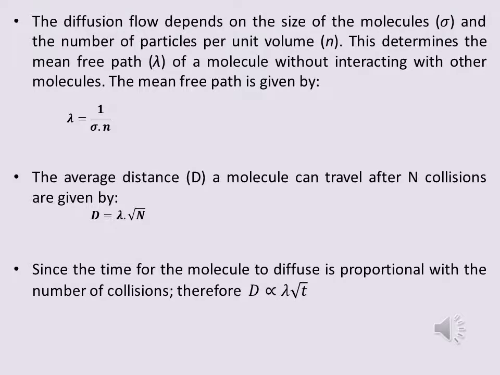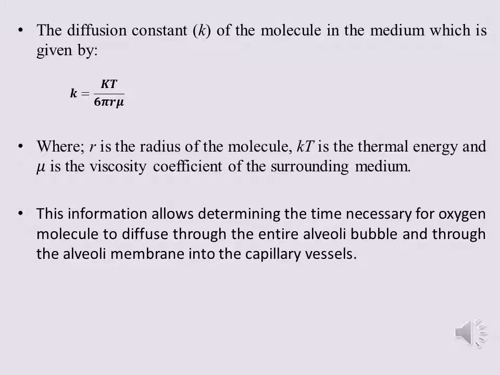Since the time for the molecule to diffuse is proportional to the number of collisions, d is proportional to lambda times root of t. The diffusion constant, k, of the molecule in the medium is equal to kT divided by 6 pi times the radius of the molecule times the coefficient of viscosity, where kT is the thermal energy of the molecules. This information allows determining the time necessary for an oxygen molecule to diffuse through the entire alveoli bubble and through the alveoli membrane into the capillary vessels.